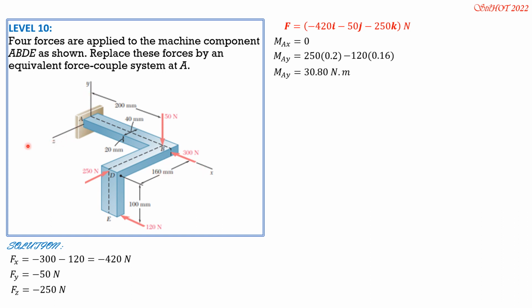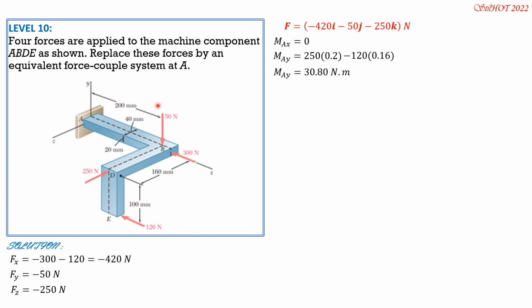Finally, moment about Z. This is your right thumb. The curling of your forefingers for positive moment would be in that sense. In that sense, positive. 300 passes through. 250 is parallel. So the only forces with moment about the Z-axis would be 50 and 120. So again, the positive sense of moment is in that sense.